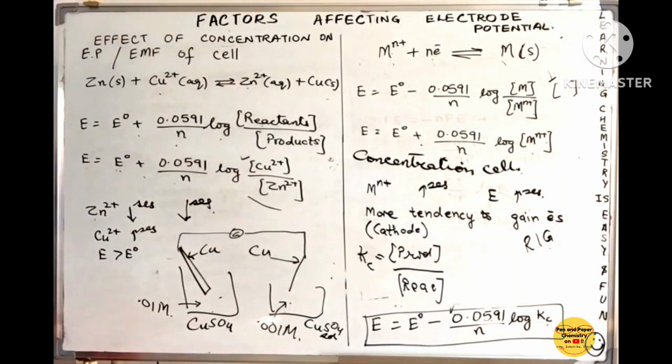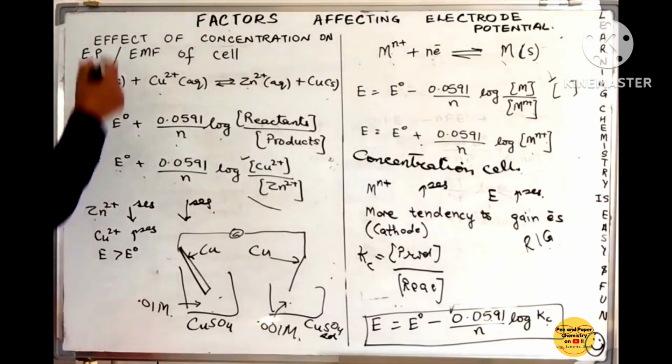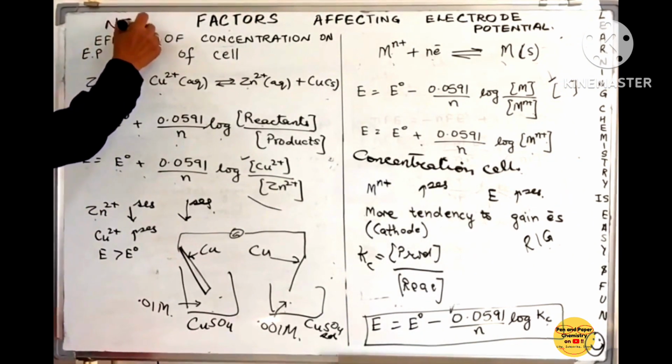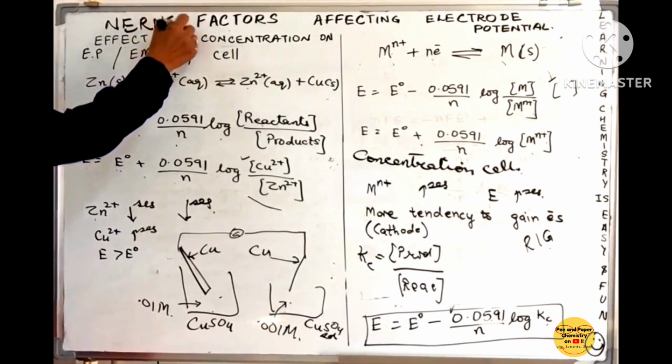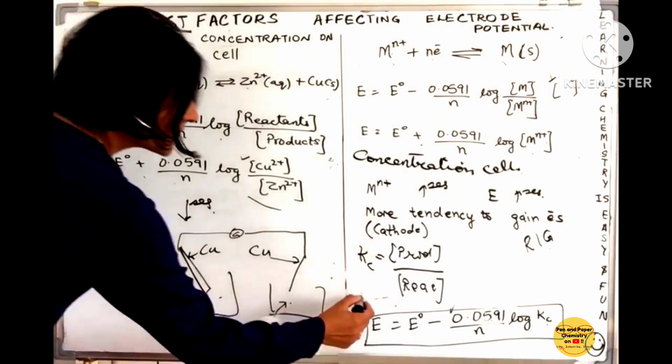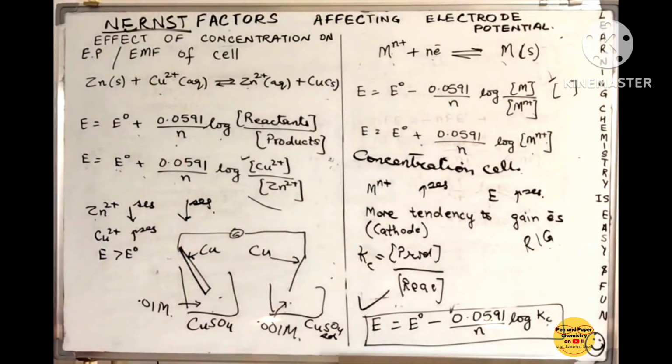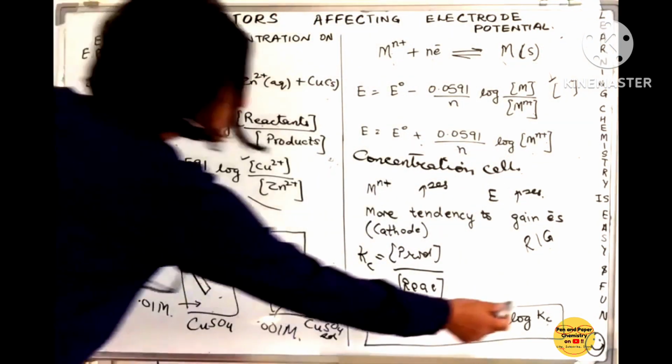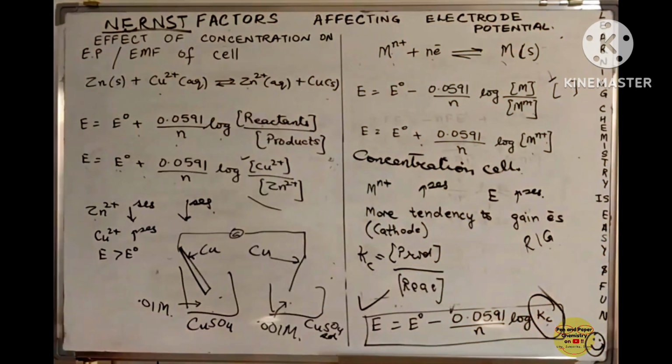For all this, we have to thank Nernst, a German physicist and chemist, who gave us this equation, known as the Nernst equation, a very important equation in electrochemistry, which leads us to a number of things. One, of course, we can determine the electrode potential. Second, if you notice, we are using the concept of the equilibrium constant over here.